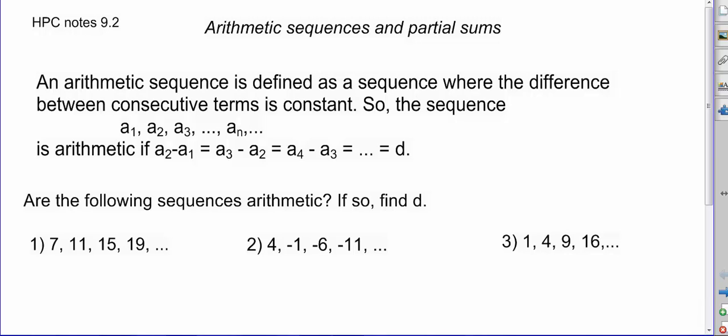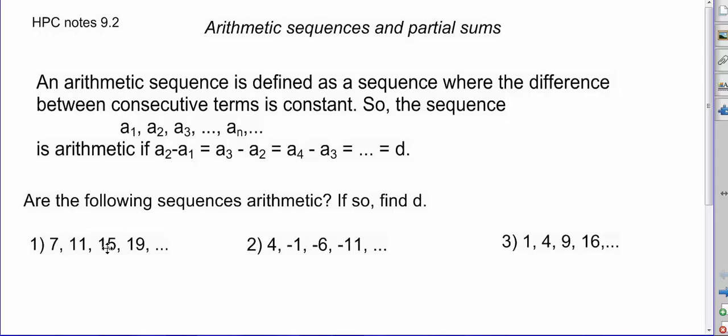An arithmetic sequence is defined as a sequence where the difference between consecutive terms is constant. So the sequence a sub 1, a sub 2, a sub 3, on and so on is arithmetic if the difference between each of the consecutive terms would be constant. So that's what we're showing here. A2 minus A1 is the same as A3 minus A2, etc. We call that value D. So in other words, we're looking for a constant change, either adding or subtracting, if you wanted to think of it that way.